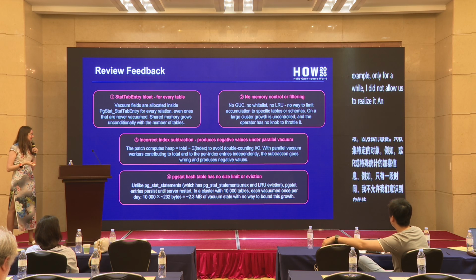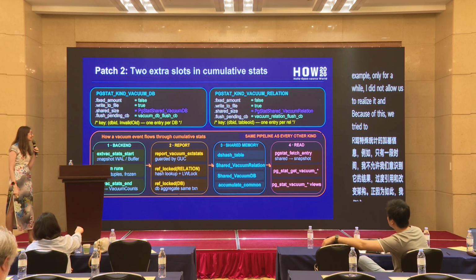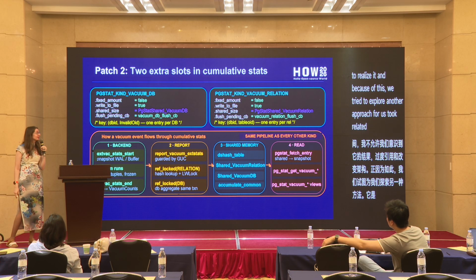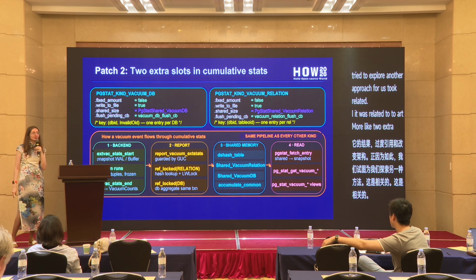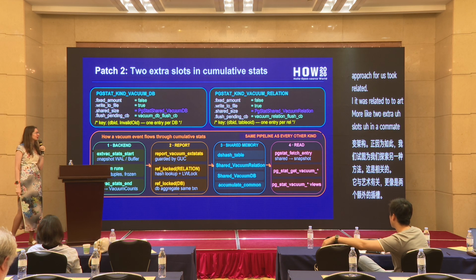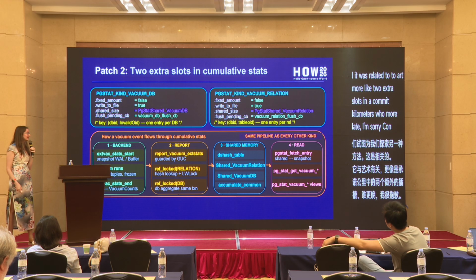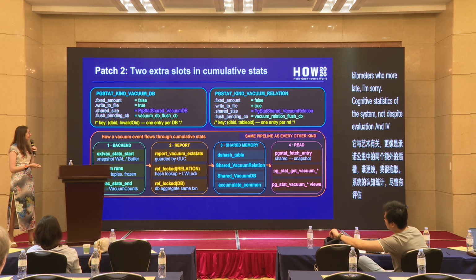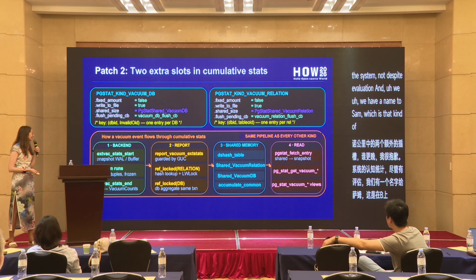And because of this, we tried to explore another approach, and it was related to adding two extra slots in the cumulative statistics system, besides the one for relations. And we named them PGSTAT_KIND_VACUUM_DB and PGSTAT_KIND_VACUUM_RELATION.